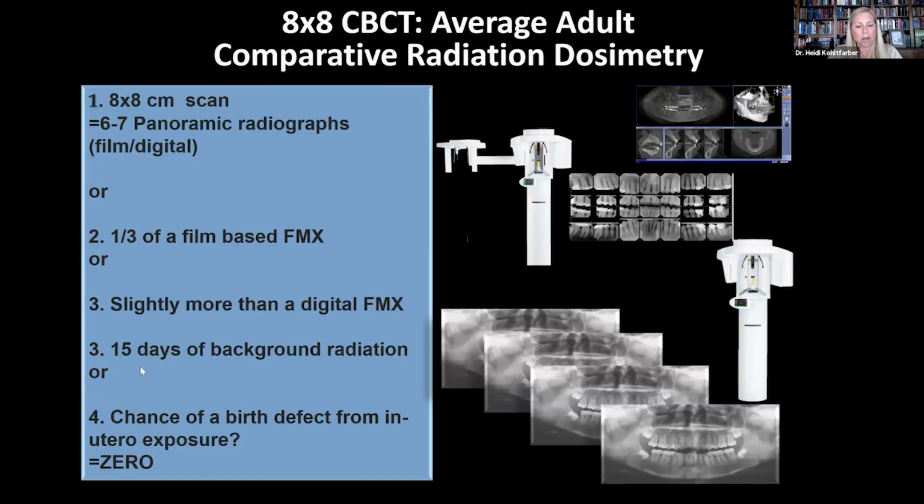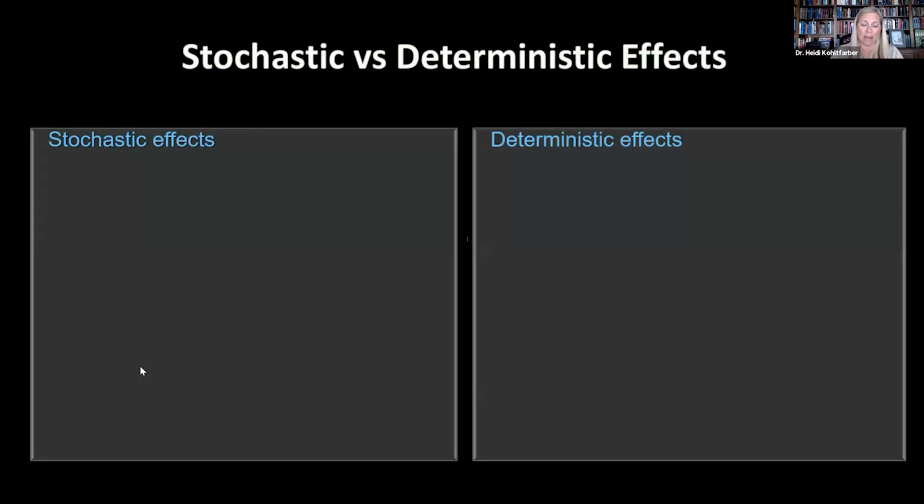What are the chance of in utero birth defects? They're actually 0. So let's talk about that, because I did not learn that in dental school, and I don't know if maybe you did. When we're talking about ionizing radiation, there's actually 2 different effects. There's a stochastic effect based on statistics and a deterministic effect.